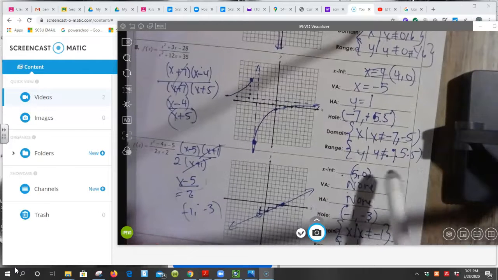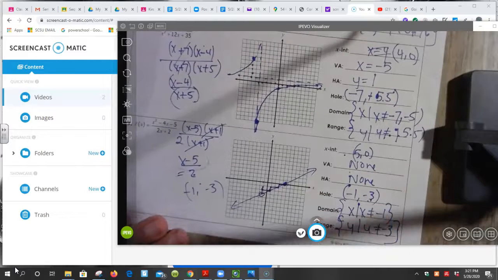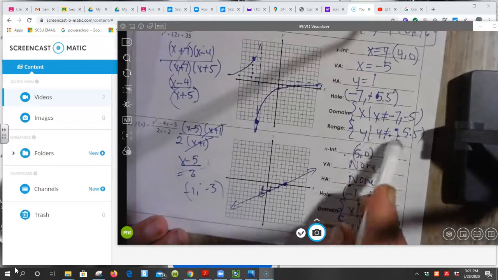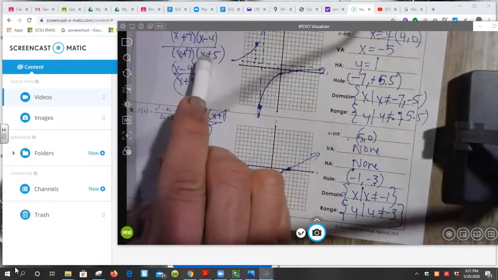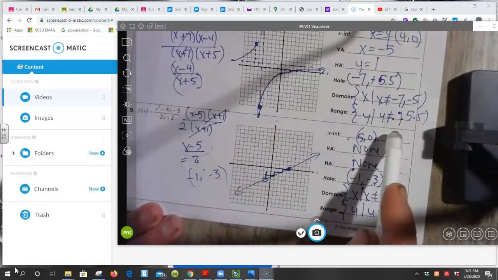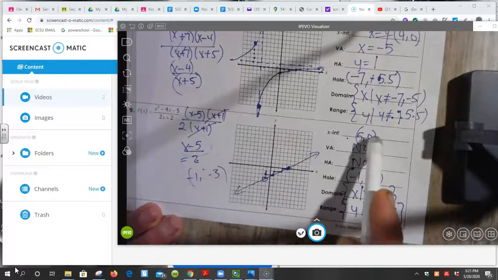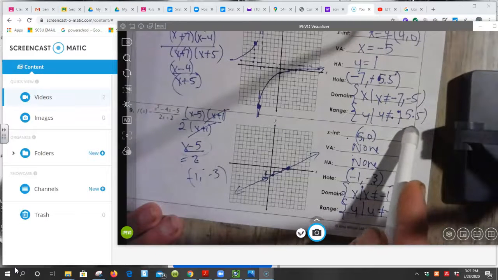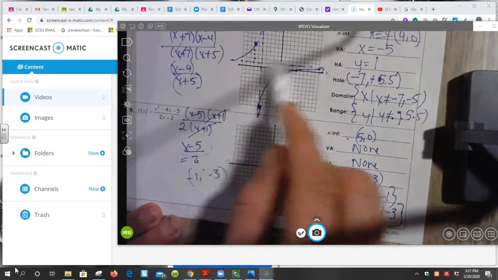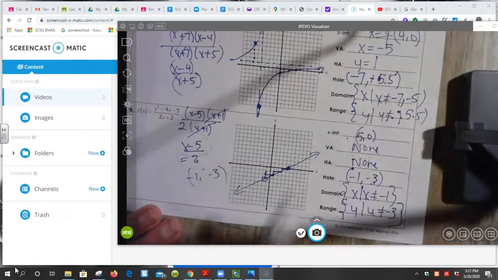And so we have the domain with the range. And then I did that already. The domain, x can't be -7 or -5, because that makes the denominator 0, or that's where the hole is. That's where the asymptote is, and that's where the hole is. And y could be anything except 1 or 5.5. It can't be 1, because that's where the asymptote is. It can't be 5.5, because that's where the hole is.